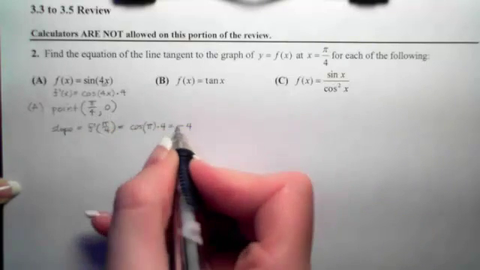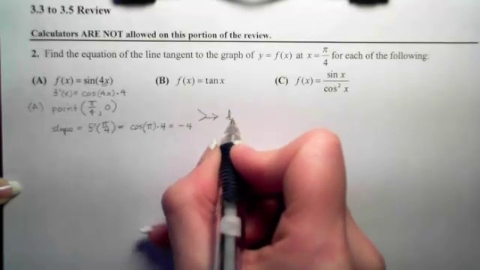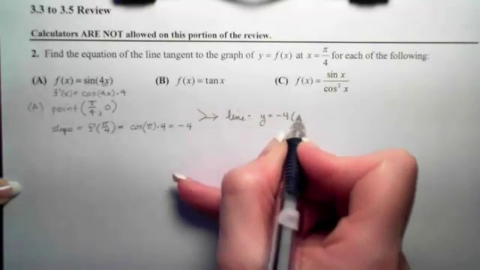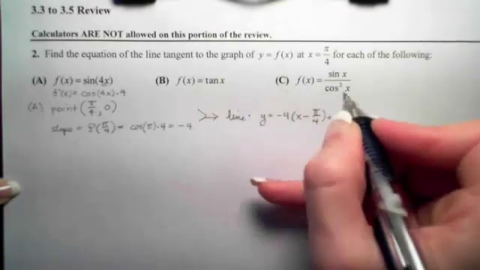Now that we have a point and we have a slope, we can write the equation of the line, which is y equals the slope times x minus the x-coordinate plus the y-coordinate.